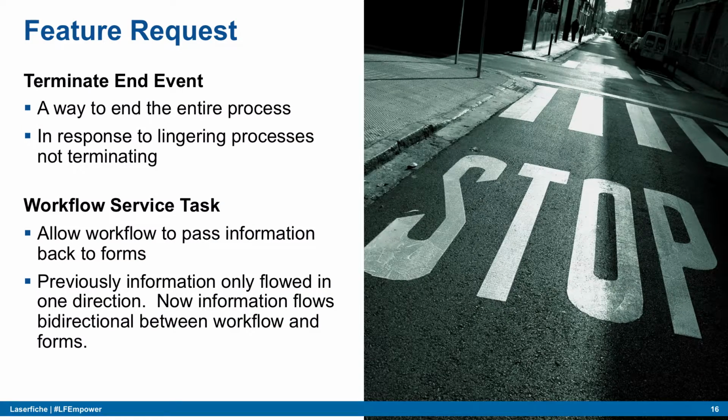The first one is feature requests for a way to have information come from workflow. And that's not really the main topic at hand. It's the Terminate End Event, which is this new event that we've introduced. And it's a way to handle any response to lingering processes, really terminate something that is an error or shouldn't have occurred in the system. And it's a response to the workflow service task introduction, which is a way of bringing information out of workflow and into forms so it can be used in forms.